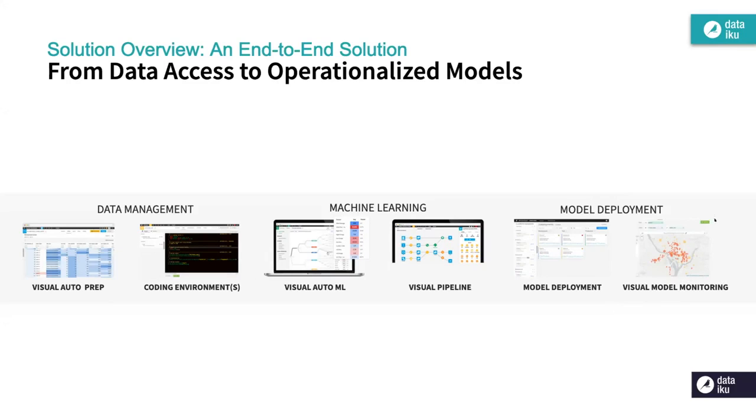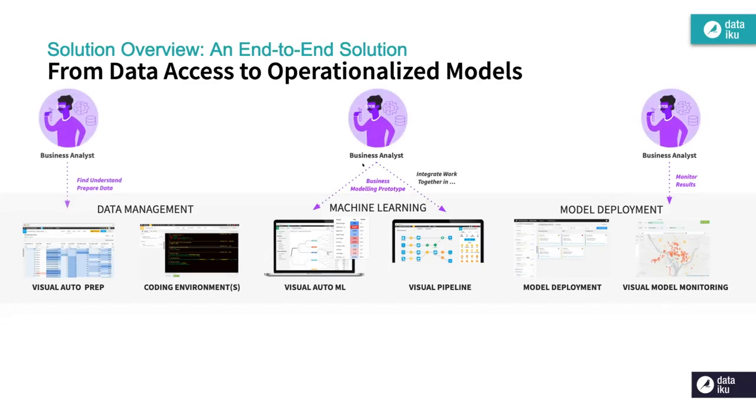But what does this really all mean? Well, we have different personas or profiles, as you can call them, that are attached to each of these sub-processes. The first one would be, for example, business analysts. They'd be responsible for finding, understanding, and preparing data, as well as business modeling prototypes on the machine learning side, or even just monitoring the results.